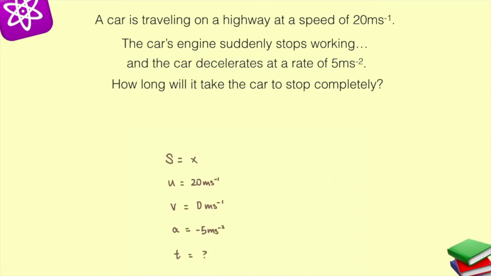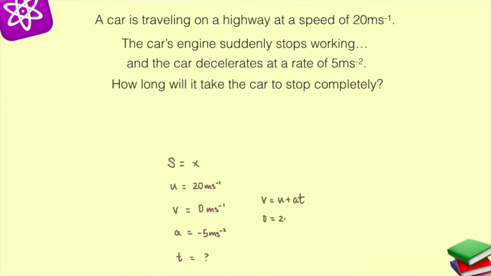So s, displacement, is not really important in this case. If we only care about u, v, a, and t, we can apply the first SUVAT equation, which states that v is equal to u plus at. And when we substitute in the values we know, we can solve for t and get that t is equal to 4 seconds, meaning that it will take the car 4 seconds before it comes to rest completely.